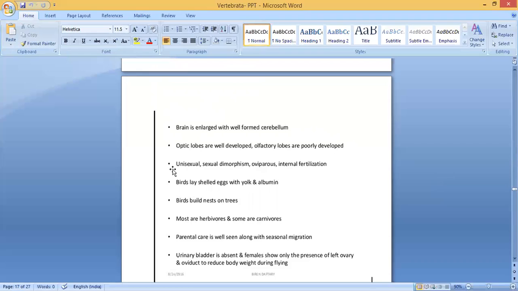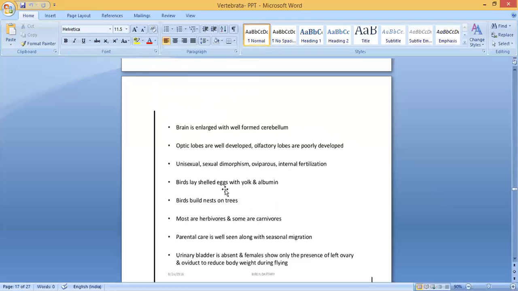They are unisexual and also show sexual dimorphism. They are oviparous, laying eggs. Internal fertilization takes place. Fusion of the male and female gametes takes place inside. That is called internal fertilization.